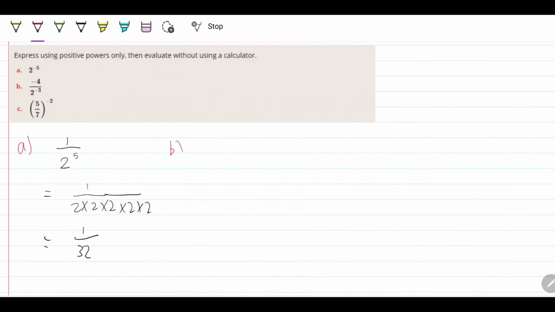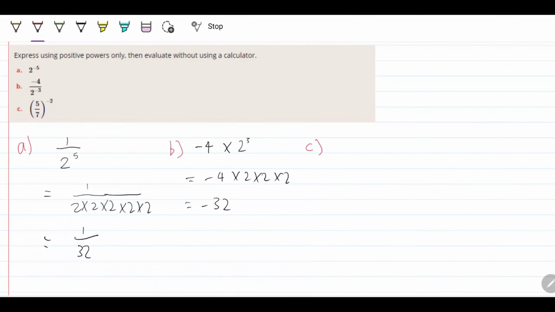In example B, we have minus 4 divided by 2 to the power of minus 3. We want to separate this, so you get minus 4 multiplied by 2 to the 3. Okay, so minus 4 multiplied by 2 by 2 by 2, which should give me 2, 4, 8, negative 32 as my answer.